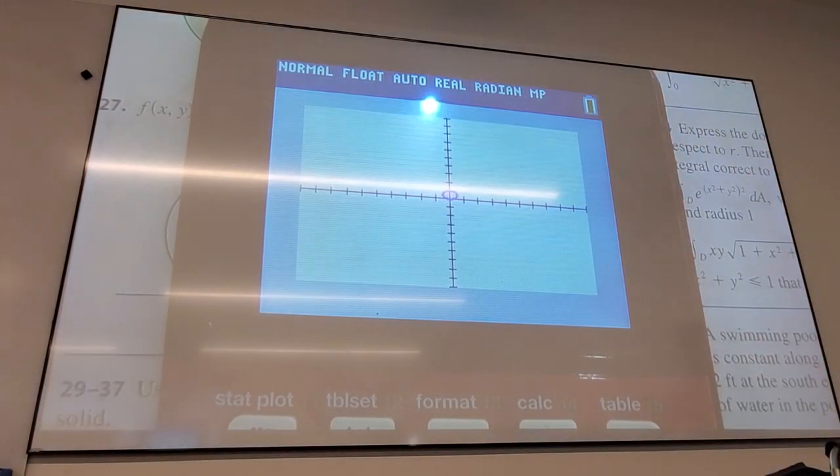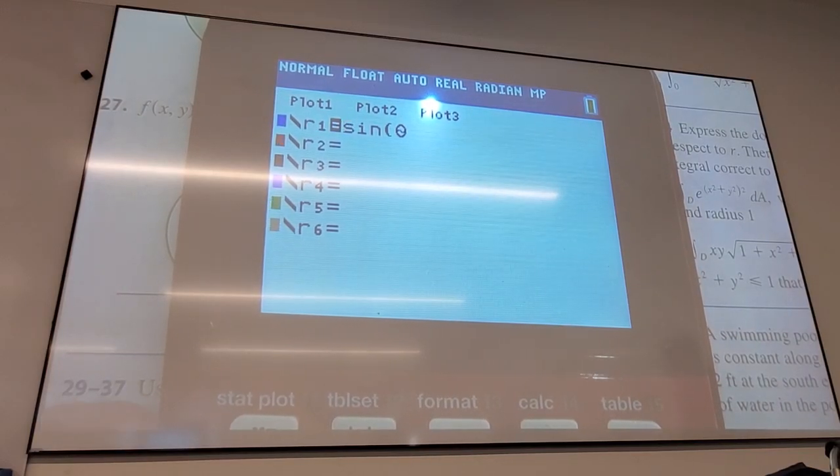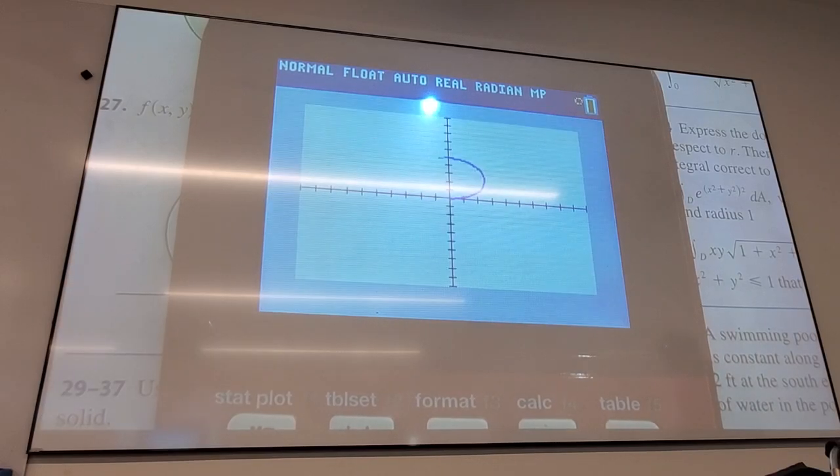Let's see if I graph this thing. Look at that! How do I make that a little bit bigger circle? I could zoom in, or I could put like 5 here. Look at that! Now, how would I change the function so that it's a circle on the x-axis?